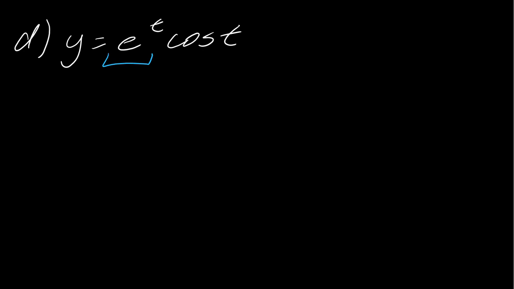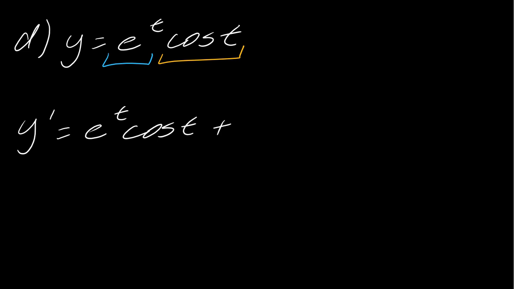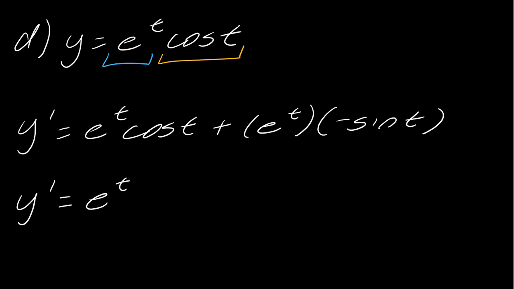So here's one function, e to the t, cosine t will be my other function. So I'm going to have e to the t, the derivative of e to the t is e to the t, so this is e to the t cosine t. Then I leave e to the t alone, and the derivative of cosine t is negative sine t. So I'm left with e to the t cosine t minus e to the t sine t.